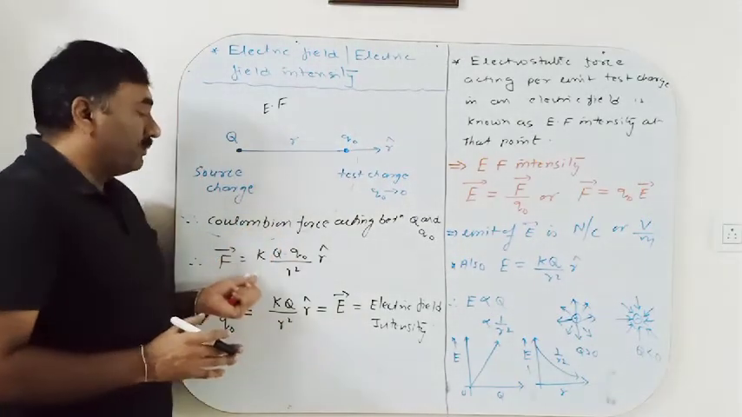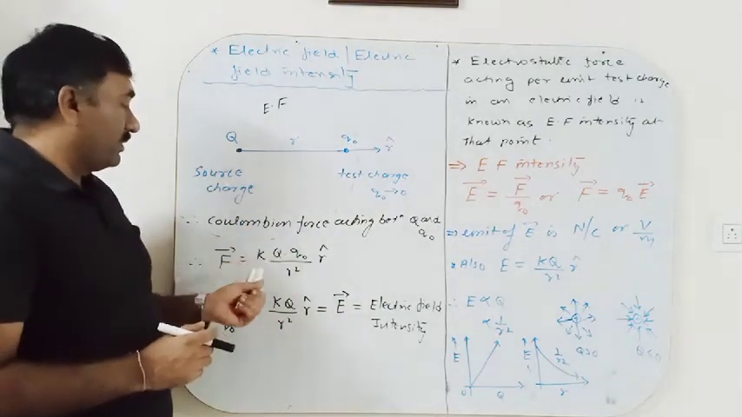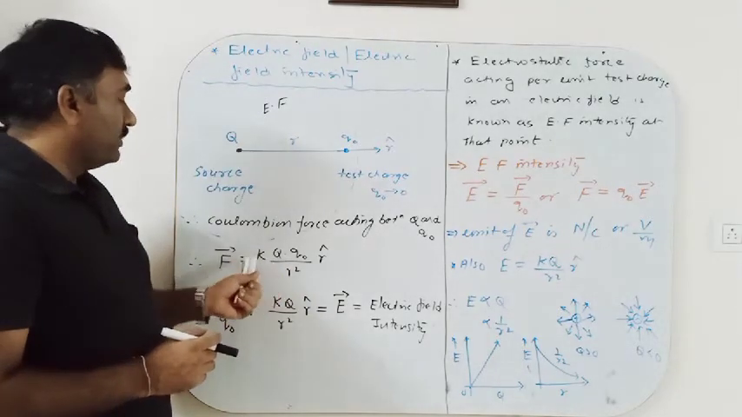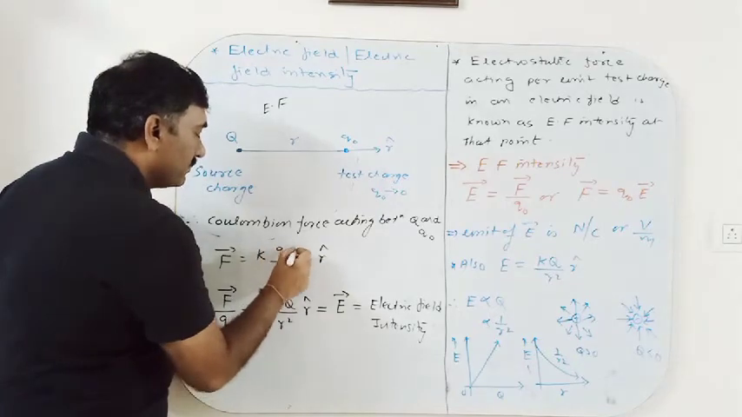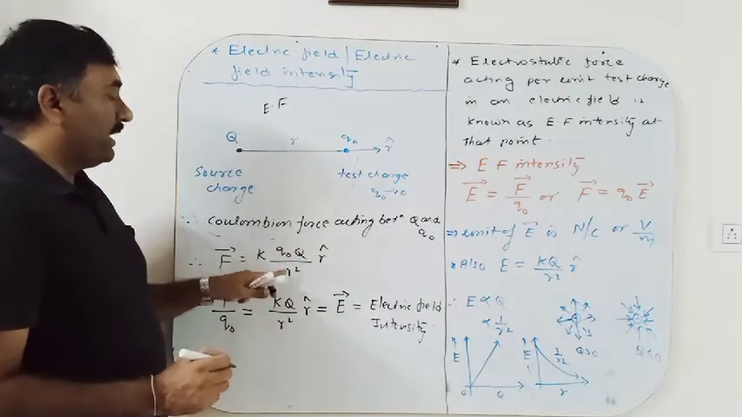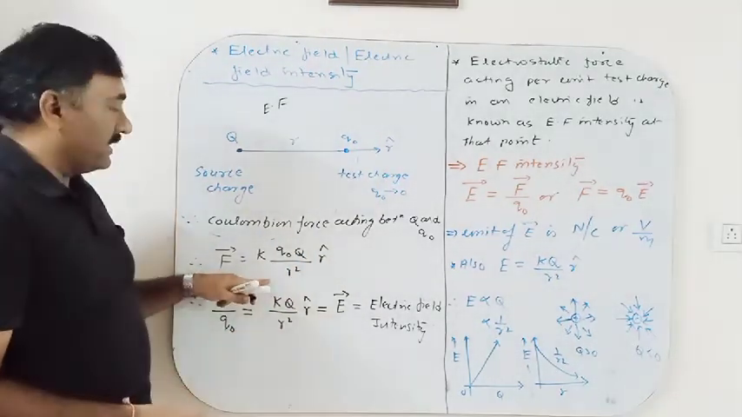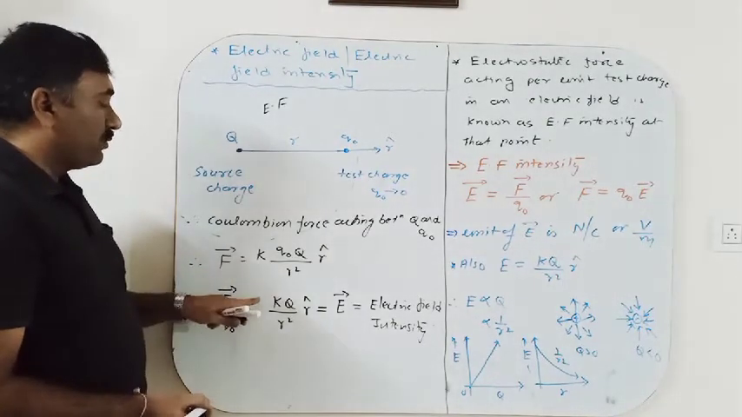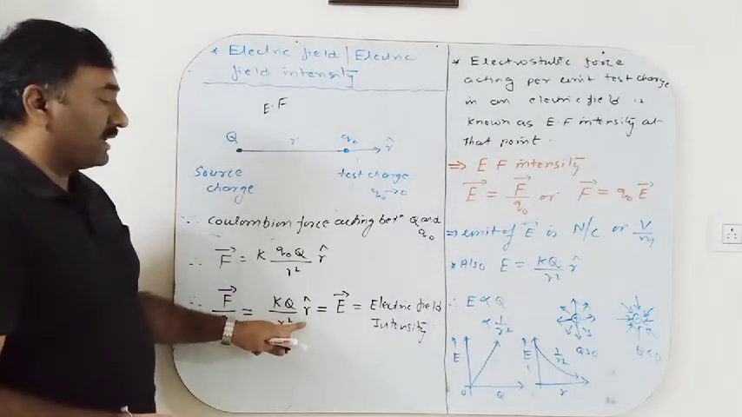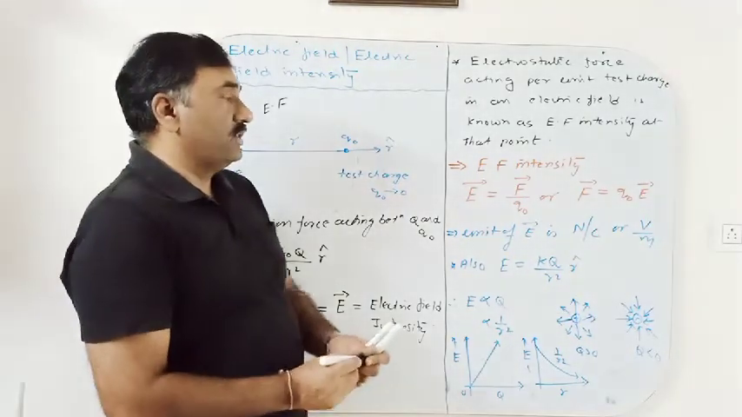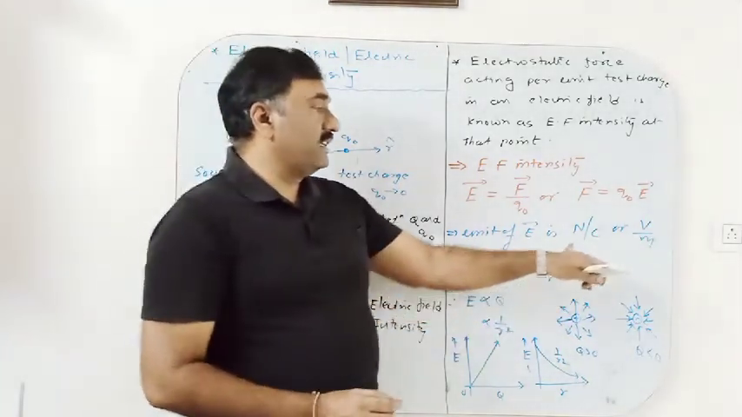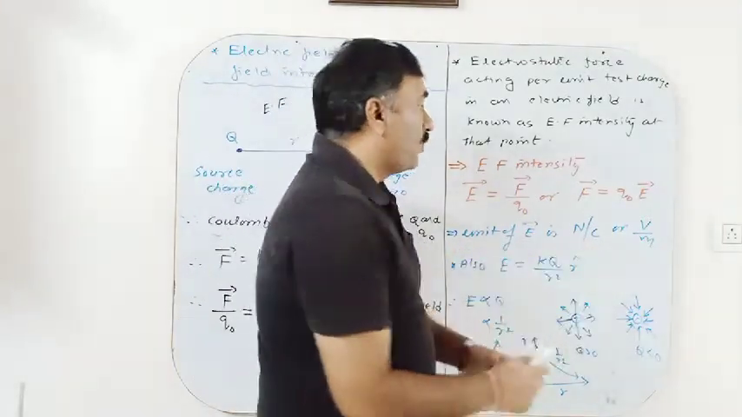So here the Coulombian force acting on Q by Q naught is KQQ naught by R square, or we can also write force acting on Q naught by Q upon R square. It doesn't make any difference. But then F upon Q naught, KQ by R square with the direction of R caret, is known as E, and E is known as electric field intensity. Unit of electric field intensity is Newton per Coulomb or volt per meter.